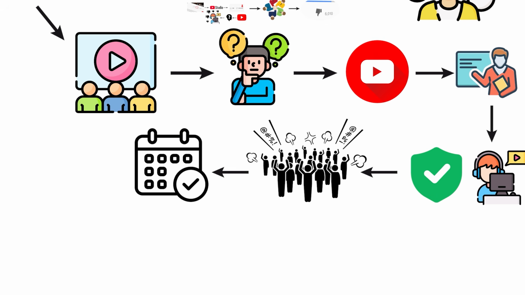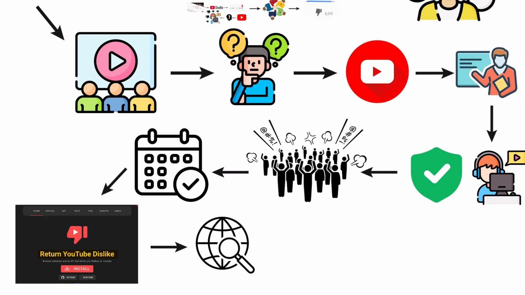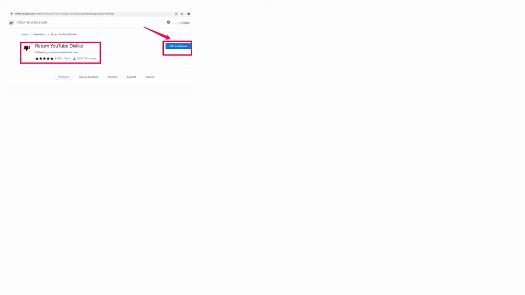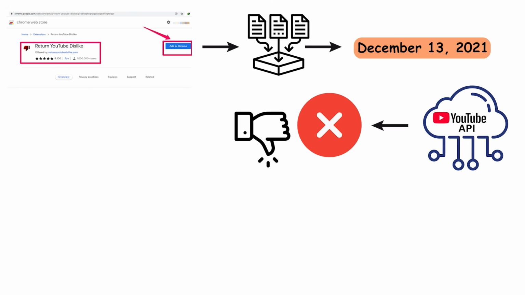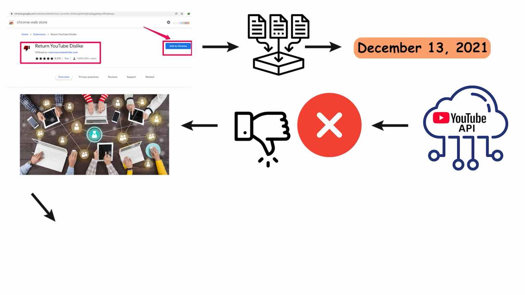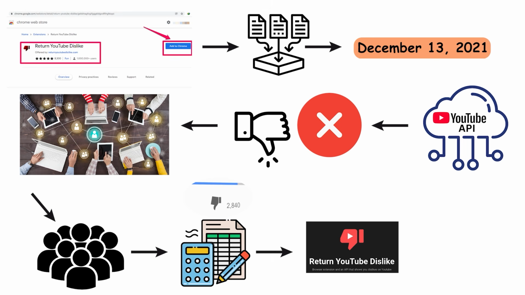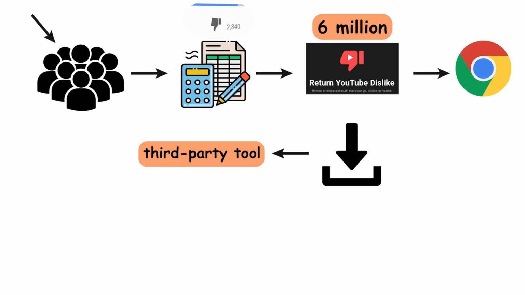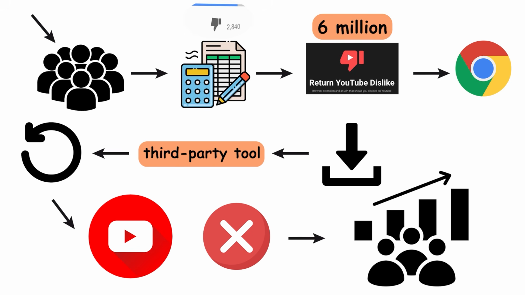Within weeks of the removal, a browser extension called Return YouTube Dislike was released, open source, built by developers who disagreed with the decision. The extension uses a combination of archived data from before December 13, 2021, when YouTube's API removed dislike access, and crowdsourced data from extension users to estimate current dislike counts. The extension has over 6 million users on Chrome alone. 6 million people installed a third-party tool to restore a function the platform removed. The demand signal is unambiguous.